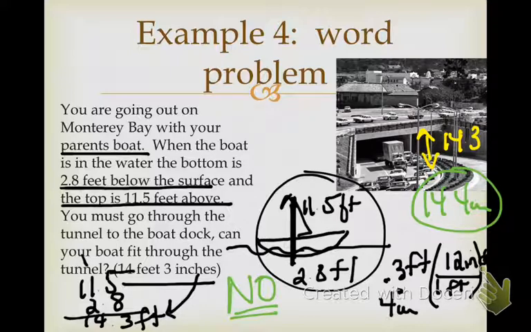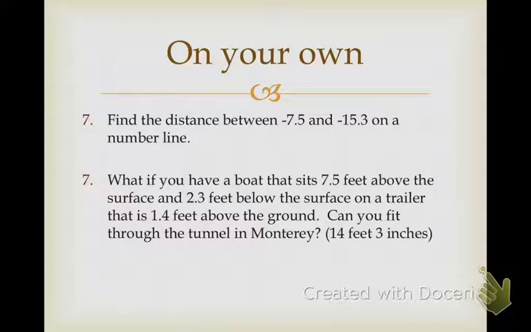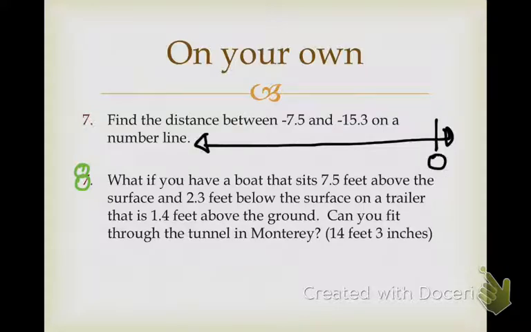So copy this down into your notebook. Again, if you need to pause, go ahead and pause. When you're ready to move on, go ahead. Okay, last 2 questions. Oops, one of them's not labeled correctly, Mrs. Miller. That should be an 8. Find the distance between -7.5 and 15.3 on a number line. If it helps, draw out your number line. Put those 2 numbers on your number line so you can see and then figure out the distance in between the 2.